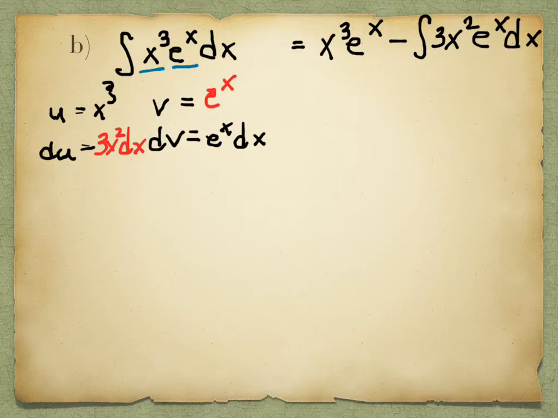And what do you notice? What's that, Cameron? You have to do it again, don't you? I still have two functions that look like they're multiplied, don't I? I mean, it's not x cubed and e to the x anymore, but it's x squared and e to the x. So I've got to do it again. So I'm going to do integration by parts again inside of the same problem.